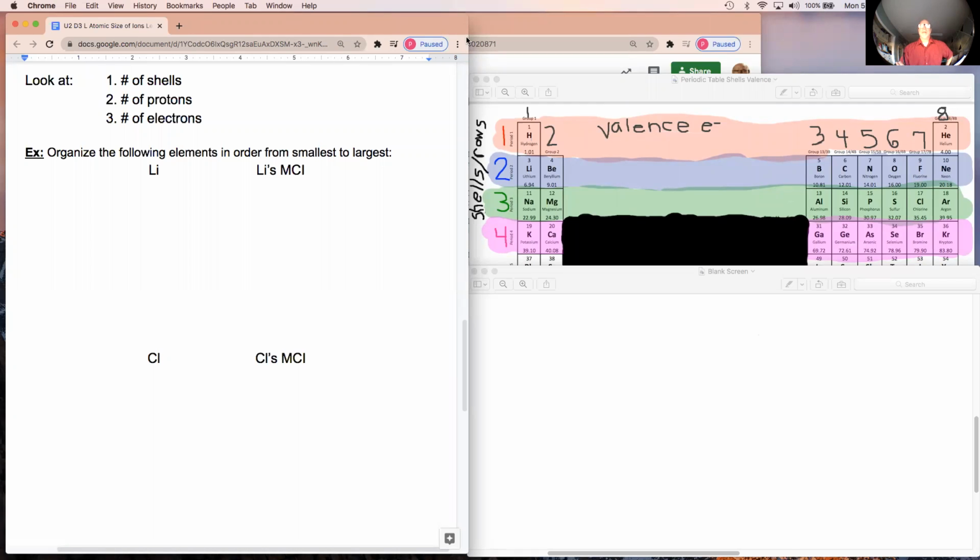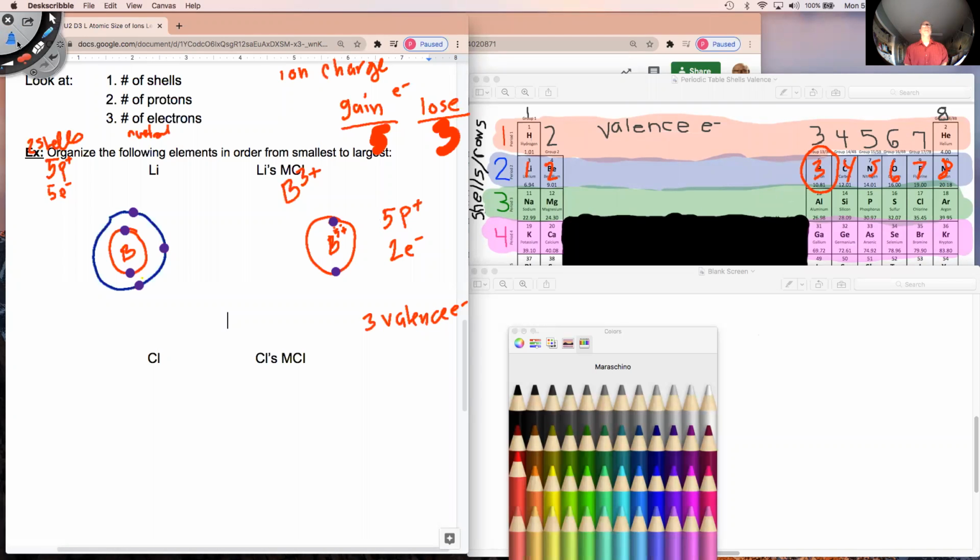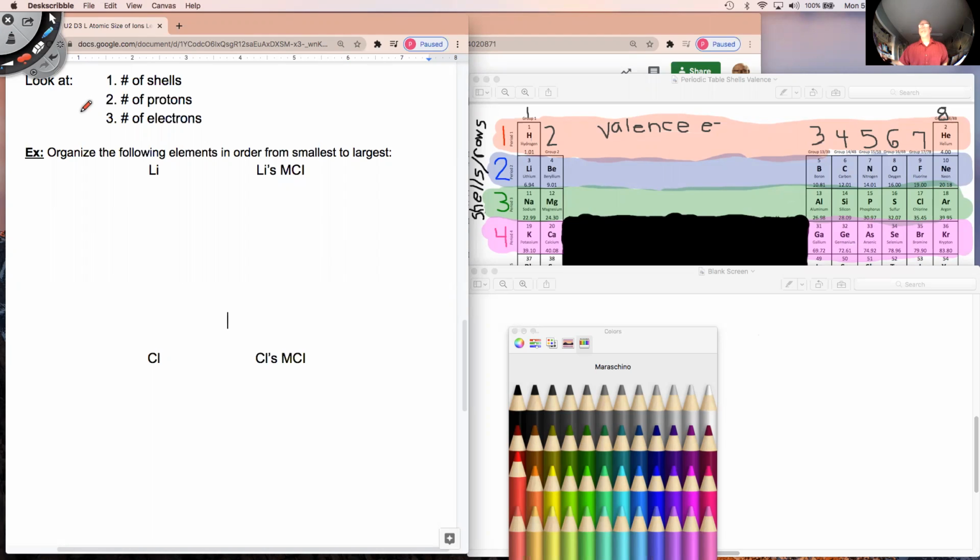So now we're going to take a look at a couple of examples. Hopefully you took a look. In order to determine the size of atoms or ions, the most common ion is what you'll be using. The first thing you're going to want to do is take a look at, number 1, the number of shells. That will always be the first predictor. Next, the number of protons. And lastly, the number of electrons. Now, normally the protons and electrons will be the same, but when they're not the same, that's when they matter. So we're just going to figure out which one is smallest and which one is biggest.